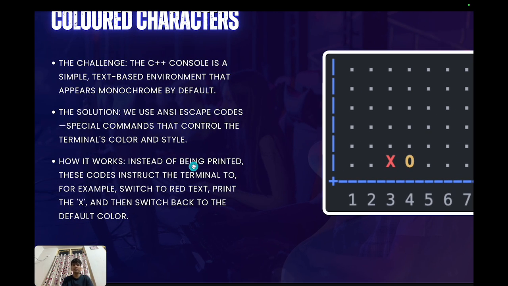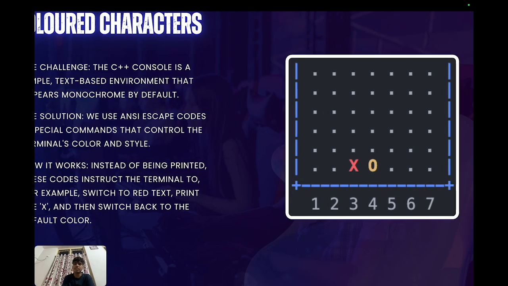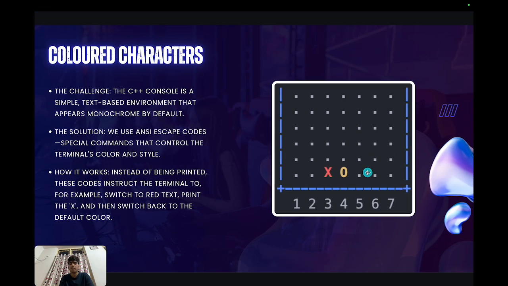How it works: instead of being printed, these codes instruct the terminal. These codes basically instruct the terminal to switch to red text, so the next text should be in red color. As you can see here, my symbol cross is in red color. So how did I achieve that? I told the terminal or the compiler before using this that, hey, now the symbol I'll be providing, put that in the red color, and similarly with this blue box and the yellow circle. How did we do that?